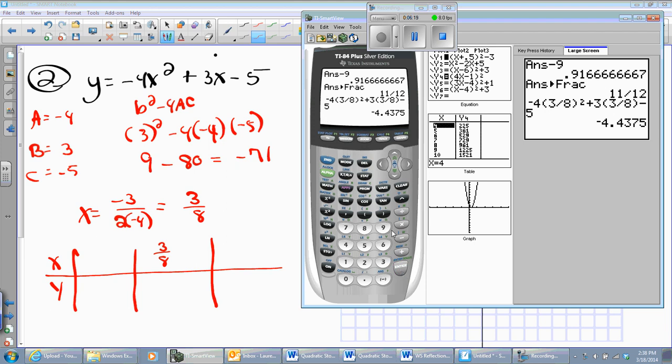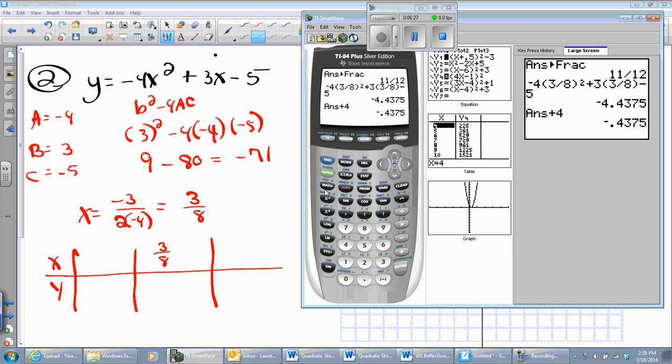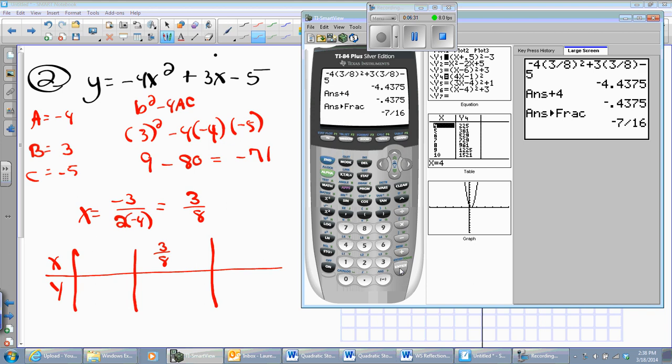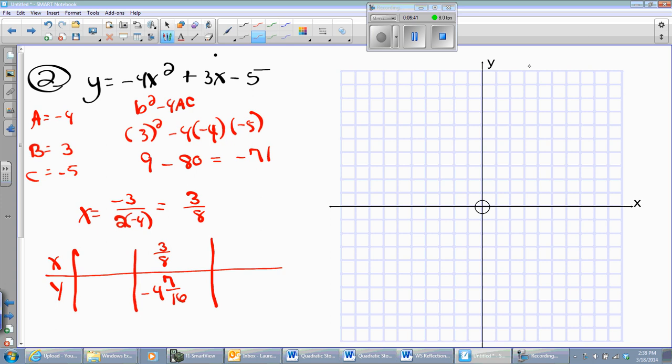And there we go. Now again, I don't know what that number is. I'm not going to subtract off the whole number because it's a negative. I'm going to add 4. And then I'm going to hit math frac. And there we go, 7/16. So it looks like it's going to be negative 4 and 7/16. So let me minimize that.